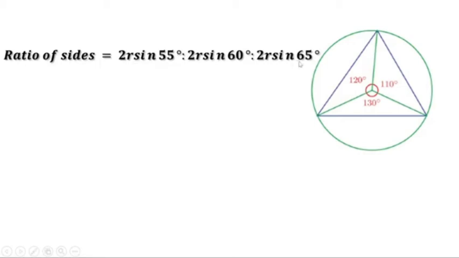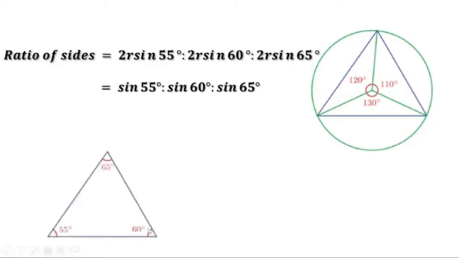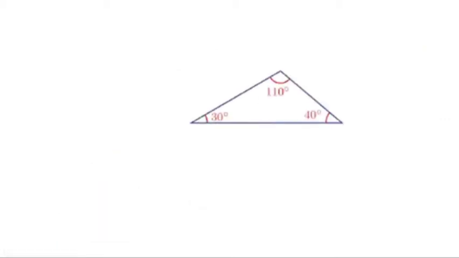ഏത് ഫാക്ട് ഉപയോഗിച്ചിട്ടാണ്? നേരത്തെ പ്രോപ്പർട്ടി ഉപയോഗിച്ചിട്ട് കോഡിൻ്റെ ലെങ്ത് എന്താണ്? ഡബിൾ ഓഫ് പ്രൊഡക്റ്റ് ഓഫ് radius and the sine of half the central angle. That is, ratio sin 55 is to sin 60 is to sin 65. That is the ratio of sides of this triangle.